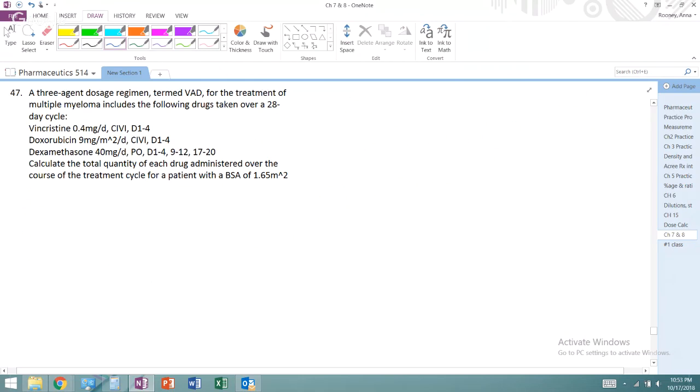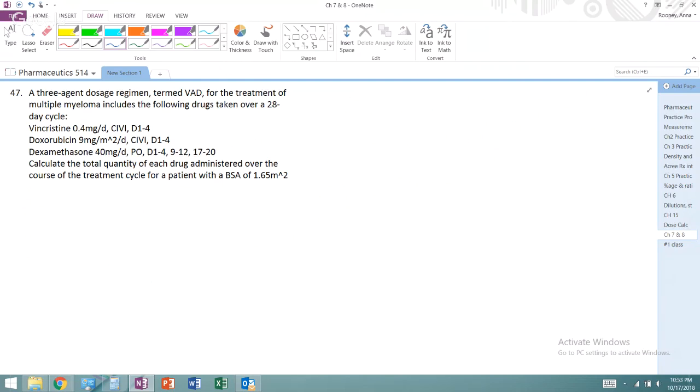So, vincristine. All right. A 3-drug regimen, termed VAD, for the treatment of myeloma includes the drugs taken over a 28-day cycle. Vincristine, which is 0.4 milligrams per day. I think it's central intravenous infusion, CIVI, on days 1 through 4, then doxorubicin.